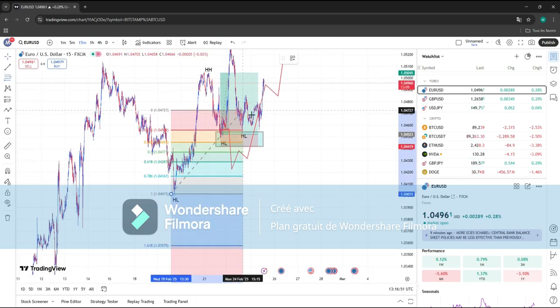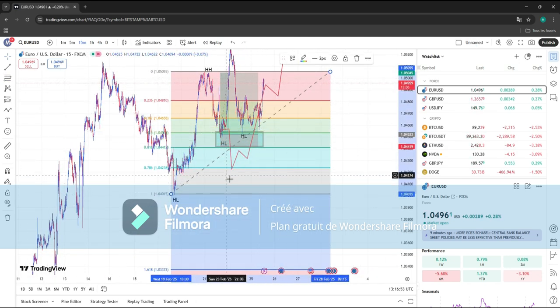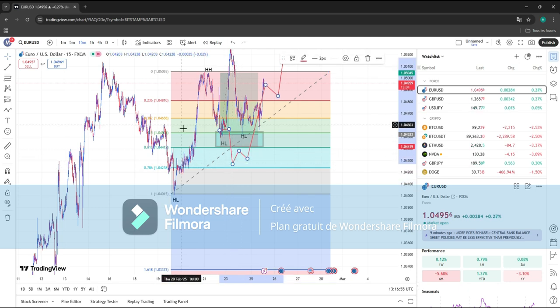But if this golden zone has been touched, you have a very good confirmation to look at.